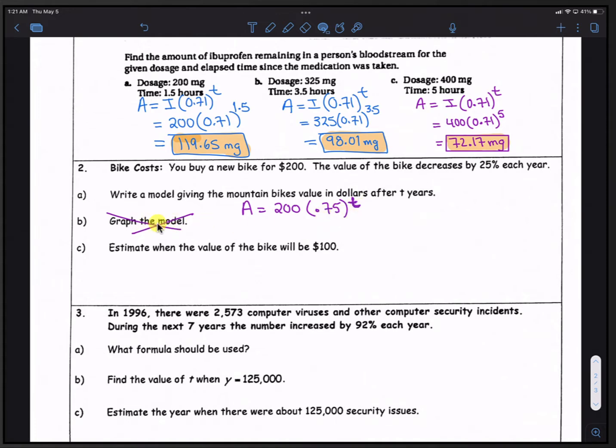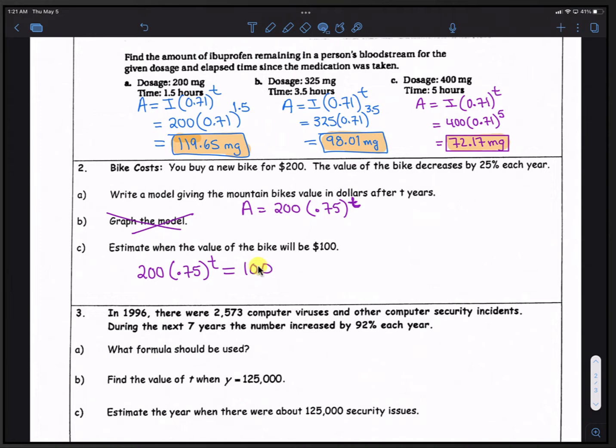All right, we're not going to worry about graphing this, so let's go to part C. Estimate when the value of the bike will be $100. So we take this equation and we set it equal to 100. So 200 times 0.75 raised to the T is equal to 100. We're going to go ahead and divide by 200 on both sides.